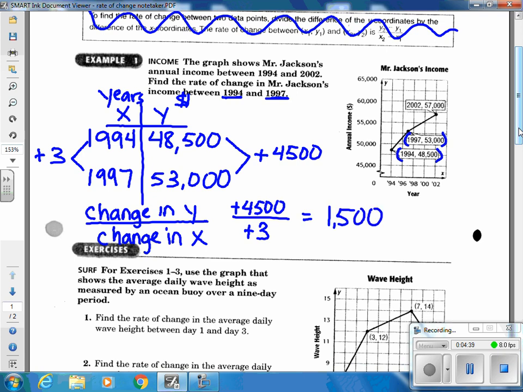Now, because it used words, we have to have words. 1,500 doesn't tell us anything. But if you look at our Y values and our X values, we were dealing with money, so 1,500 is dollars, and then we were dealing with years, so $1,500 per year. You must have per something in your answer, and it will always be per whatever the X value is, and usually it's time. Another way you could write this, if you want to write it differently, is 1,500, where the slash means per, and then you can abbreviate year.